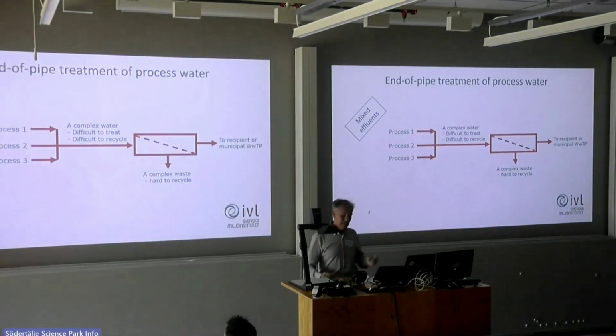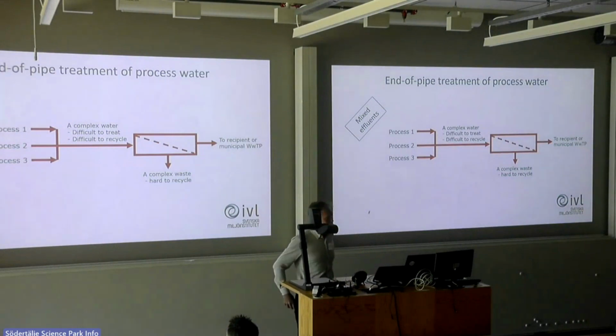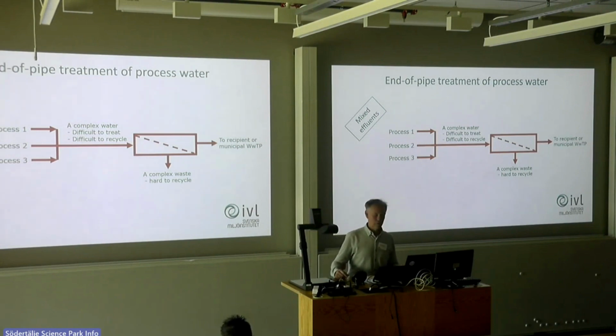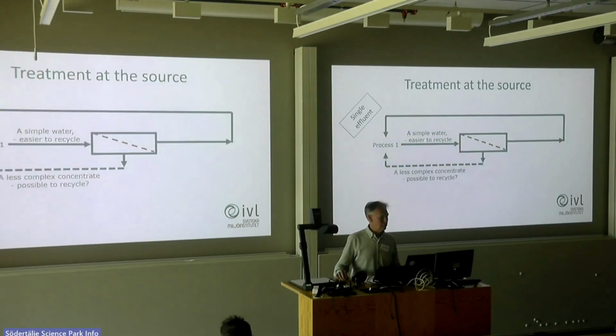So this is a little bit the situation most often, I should say. We have introduced more and more closed loop processes, but most often it's still the way that you mix process water from different part processes, and then try to recover the water or send it to the wastewater treatment plant. And then you have a quite complex water to work with. So if you want to recycle this water, it's complex for more advanced separation technologies.